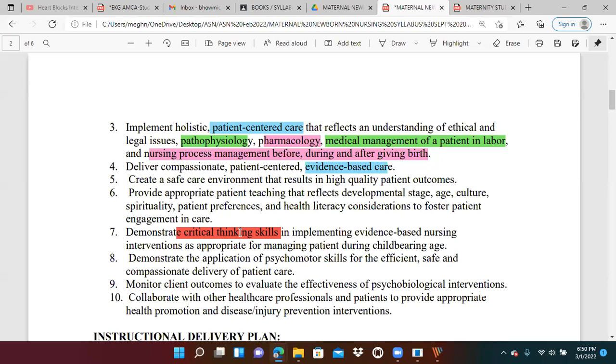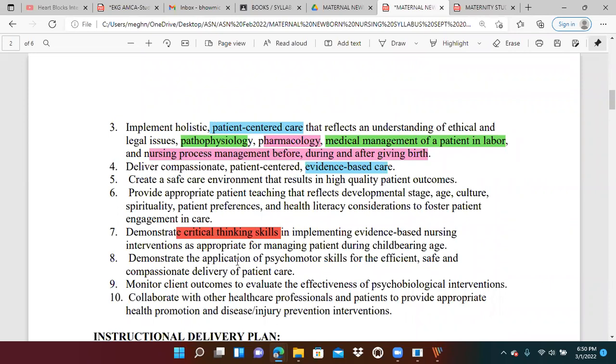If the patient has bronchial asthma, the patient's position should be high Fowler's. Give them oxygen if needed, because if the patient has COPD or asthma, oxygen is very important to maintain. So your brain works, you coordinate, and this is called critical thinking.